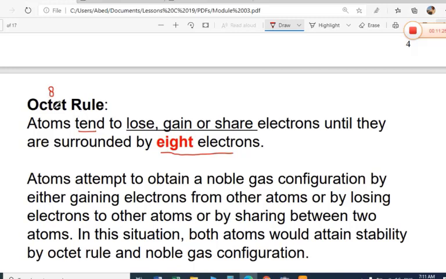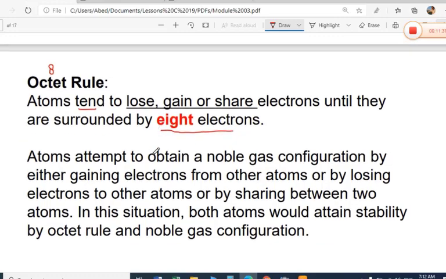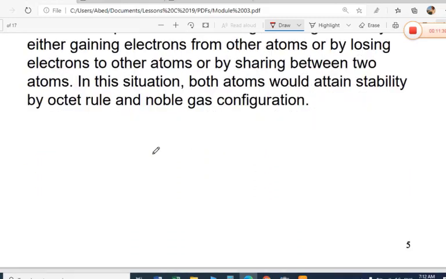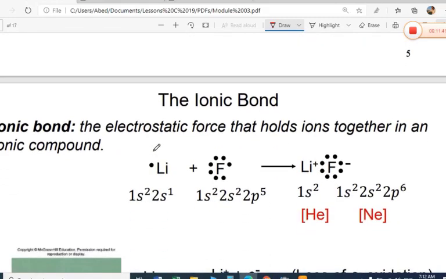So the octet rule says that all atoms try to get 8 electrons in the outermost shell. In this way, the energy will be minimized and stability will be achieved. So that is the octet rule. Then, types of bond.